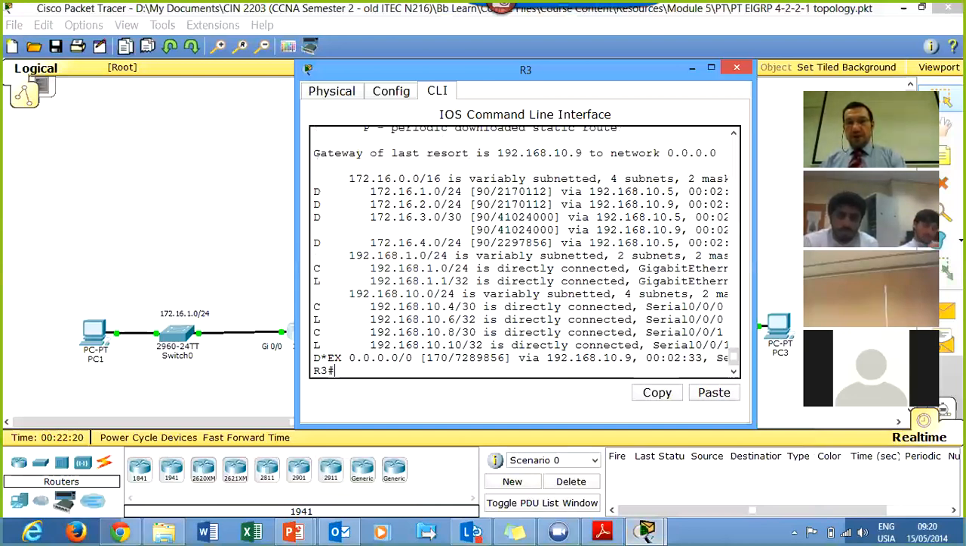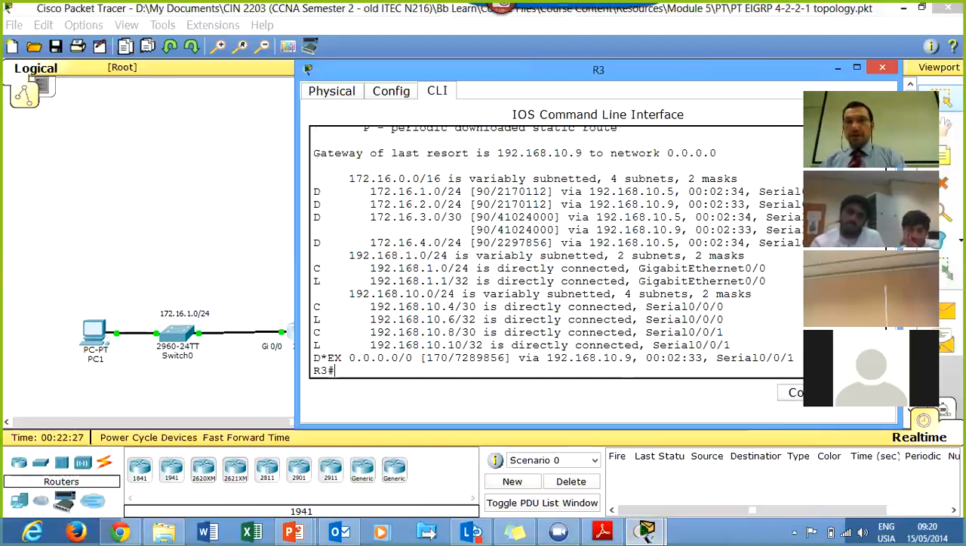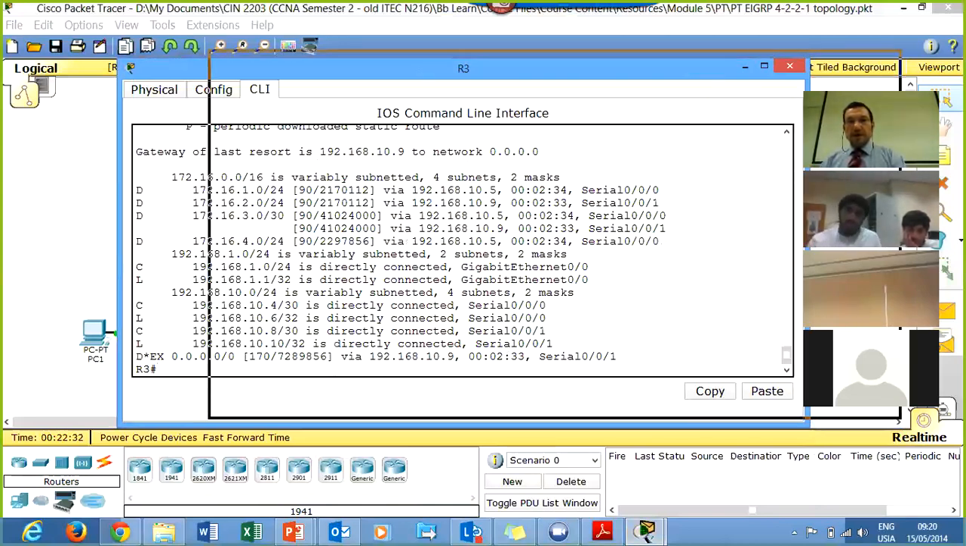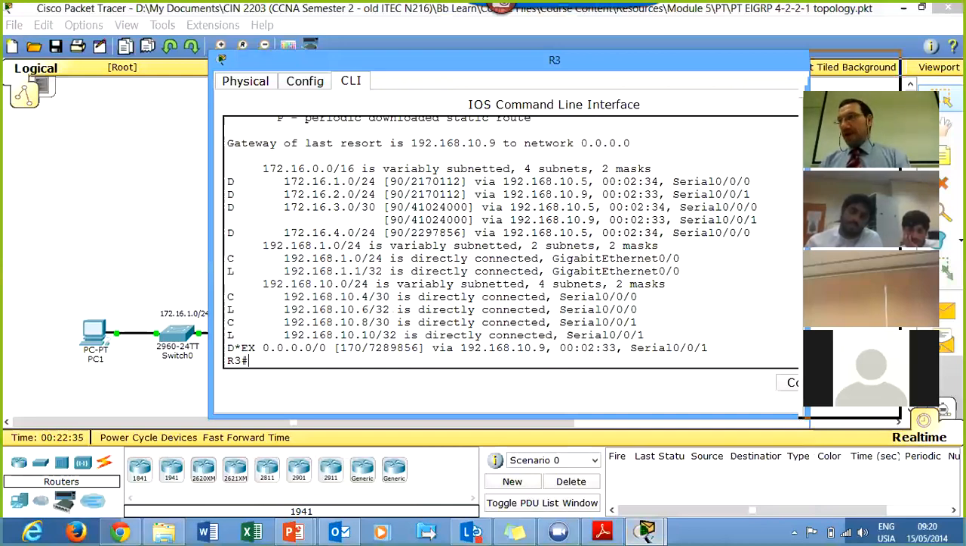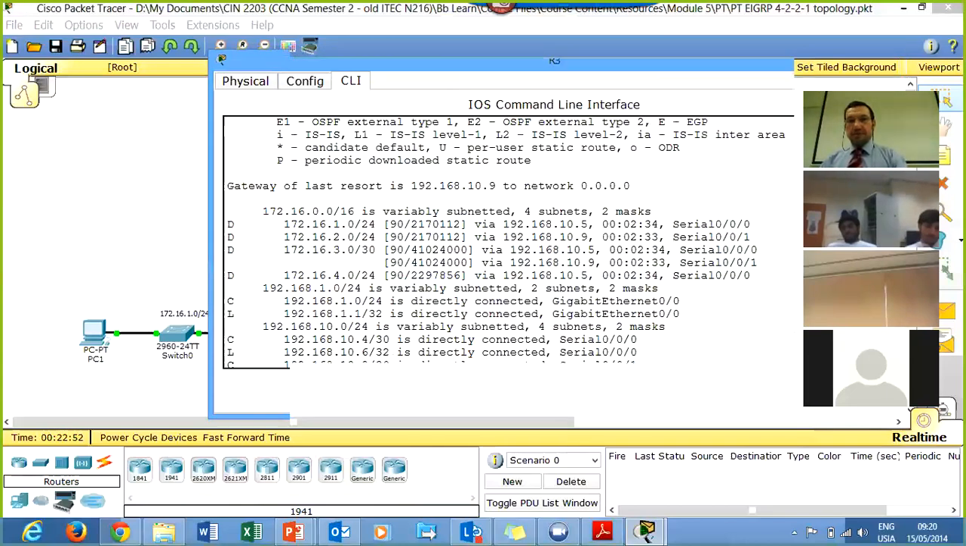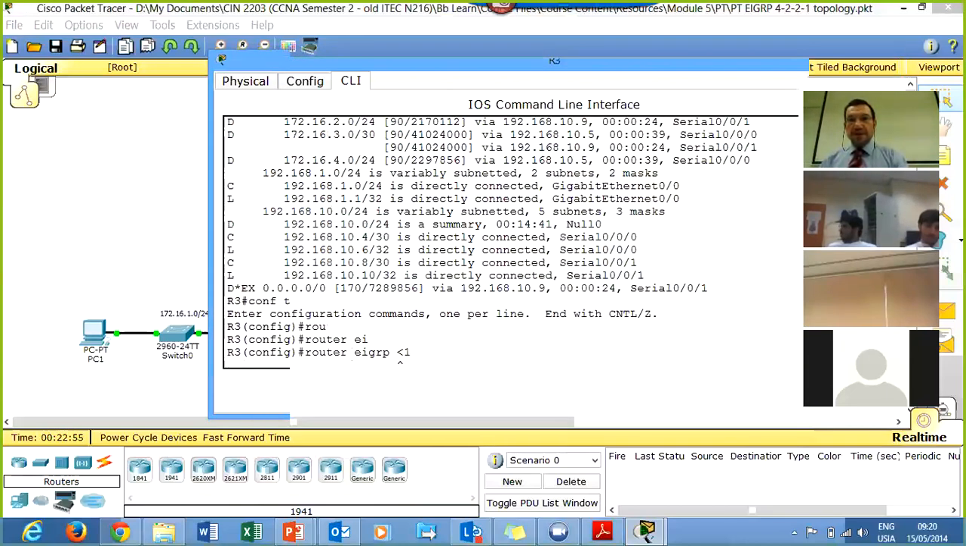Right, for this network. Let's just maximize this a bit. Okay. Oh, because I removed the auto summary. I mean, I put no auto summary. But when we had summarization, sorry, I should have shown you this before I removed it. There was a null route. There was a summarized address. The summary address, the 172.16.0.0 address, was actually pointing to null. And this is what's showing it. Perhaps before we changed it.